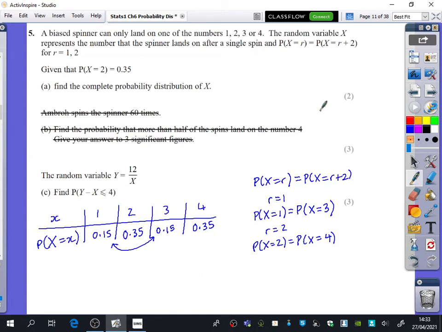The reason I've crossed out this part here is because it's the second half of this chapter. We haven't learnt enough at this point to be able to do that bit, but we'll learn about it later on. Then for part C of the question, it says something weird. The random variable y equals 12 divided by x. Find the probability that y minus x is greater than or equal to 4.